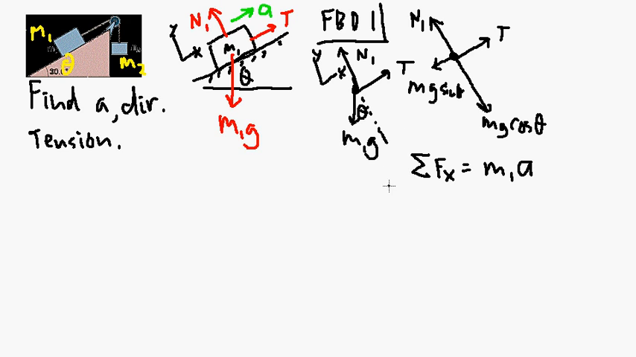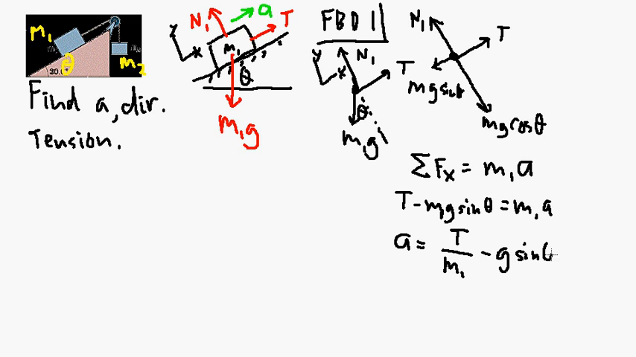So T, going in the positive x direction, minus mg sine theta, and that's m1g, so let's watch out for that, equals m1a. So what do we want to find? Find a first. Let's solve this for a. a equals T over m1, we're just dividing through by m1, minus g sine theta. Well, that couldn't be simpler. So now we need to do it for block 2 so we can get rid of these T's in our answer.